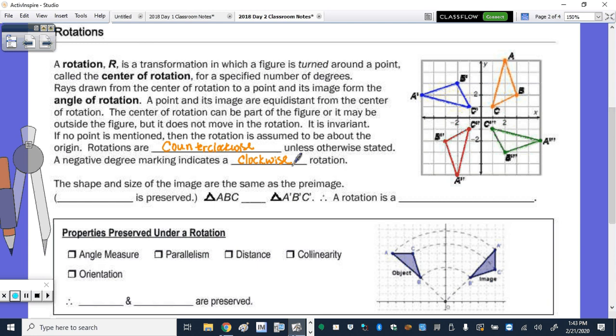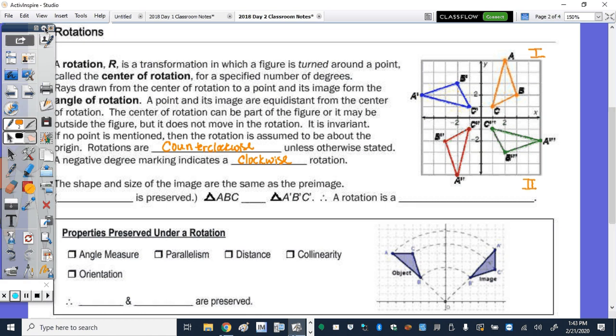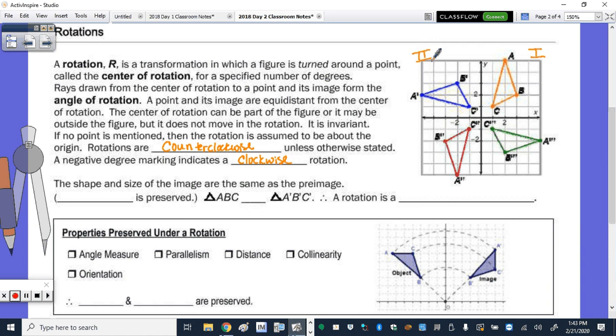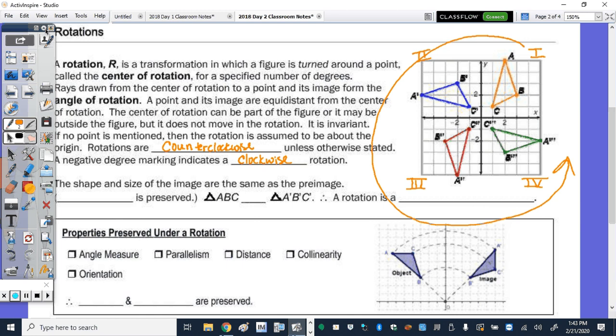Okay, so let's note first our quadrants. 1, 2, whoops, 2's on the other side. 2's here, 3's here, and 4's here. So that's why we're rotating in this counterclockwise direction, because we're going in order of the quadrants. All right, so let's first talk about the center. The center here is the origin. So if I were to connect the origin to C and then the origin to C prime, that looks to be about a 90 degree rotation, okay? Remember, it is positive because we're going in that counterclockwise direction.